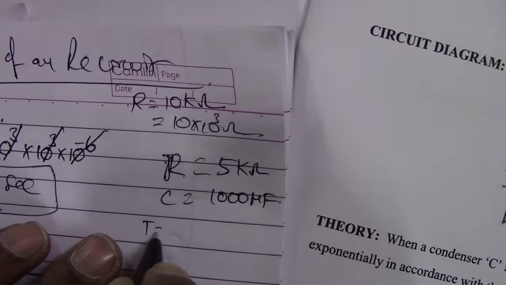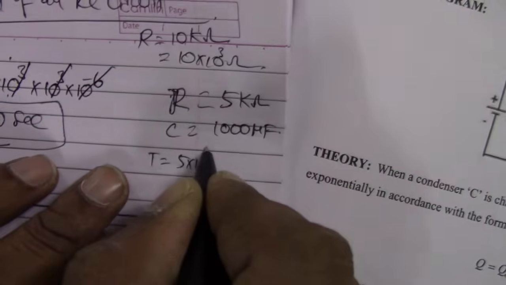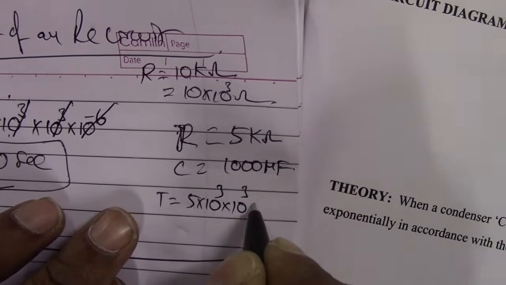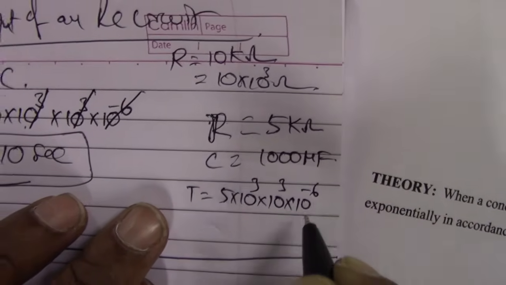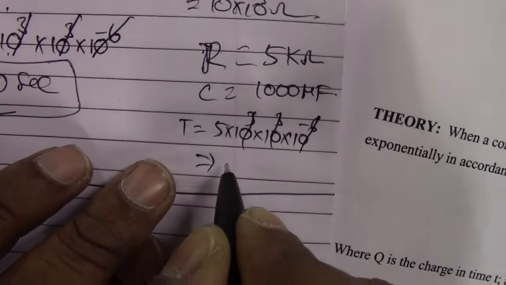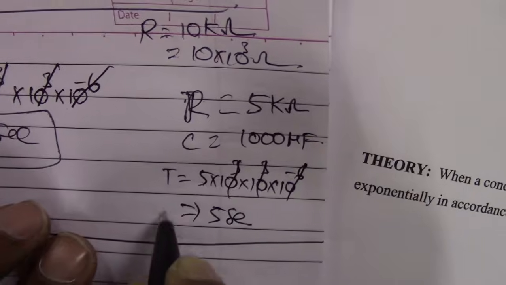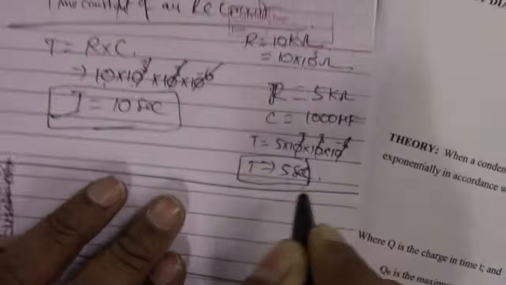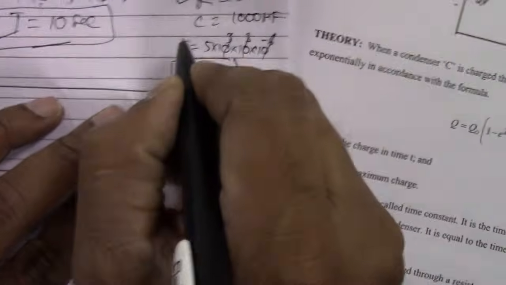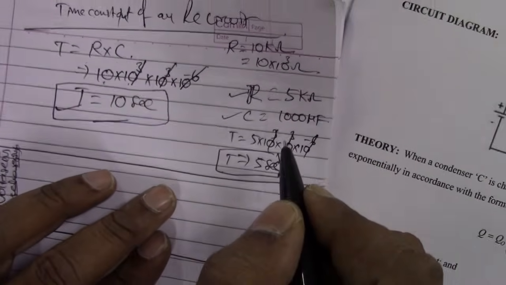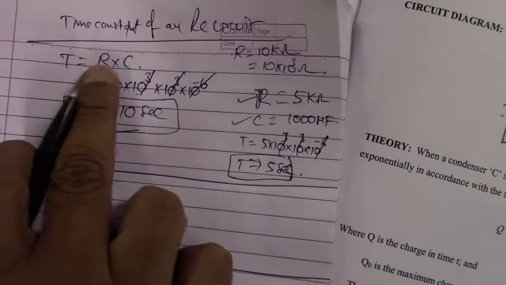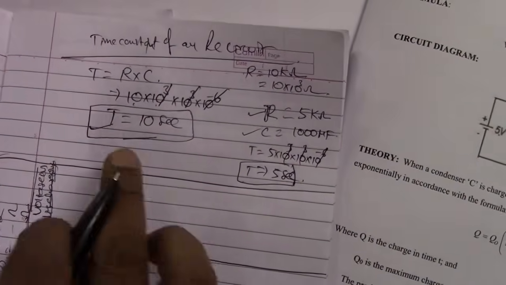So time constant becomes 5 into 10 cube into capacitor value, 1000 into 10 power minus 6 in farads. So plus 3 minus 6 cancels out, which means that τ is equal to 5 seconds. Time constant is 5 seconds. So time constant value can be changed. Either you can change the value of resistance or you can change the value of capacitance, or you can change both also. So by changing either R or C, you can vary the time constant value.